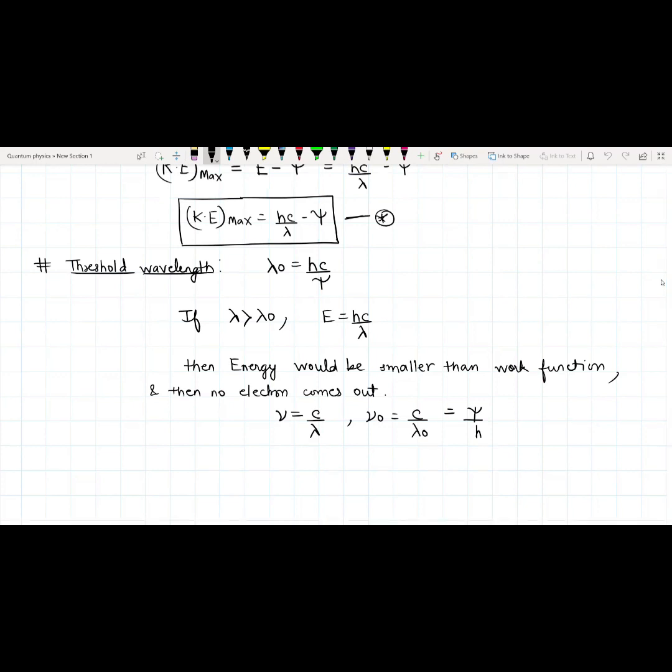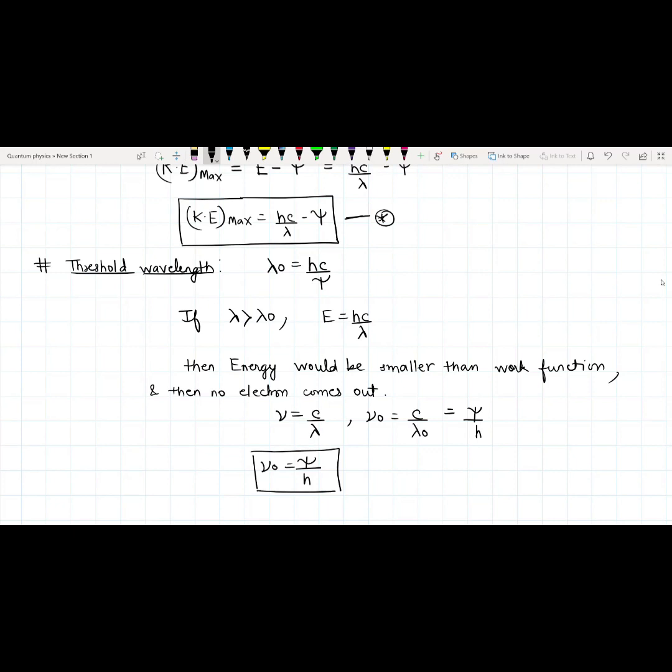So basically, this is the threshold. Here we were talking about the threshold wavelength. You can also talk in terms of the frequency: this will be the minimum frequency that is required in order for you to conclusively say that the photoelectric effect will happen. Otherwise, the photoelectric effect will not happen. So this was in general the idea.